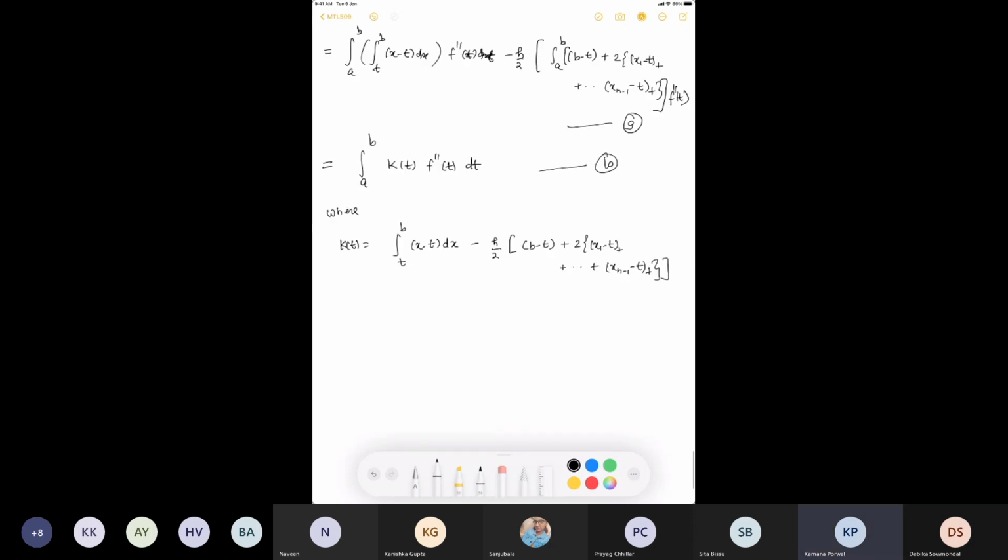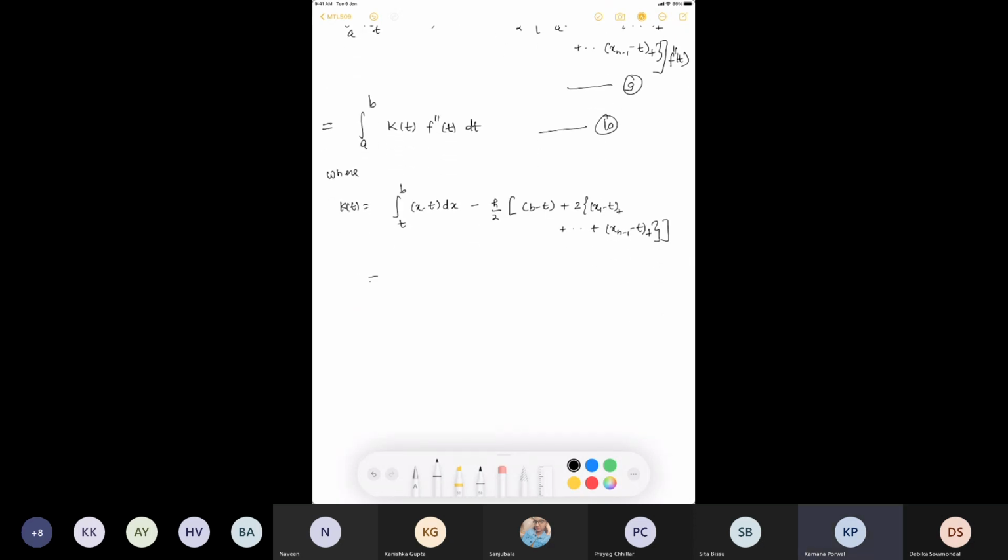Okay, and my claim is that, upon simplifying, this Kt is going to give us this expression: t minus x_{j-1} into t minus x_j, whenever t is in the interval x_{j-1} to x_j, and j is varying from 1 up to n.